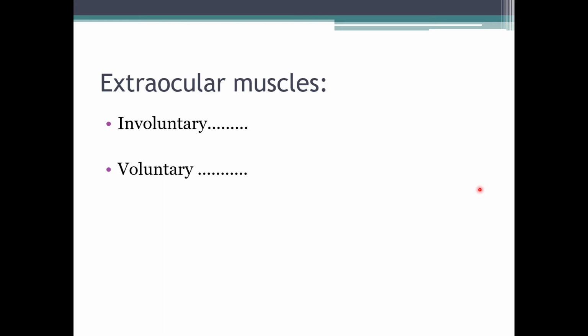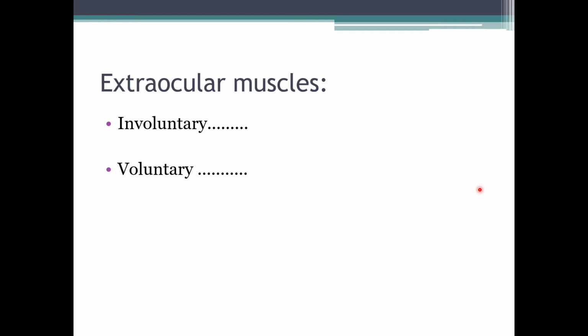Okay. Now coming towards the extraocular muscles. There are two sets of muscles, the voluntary and the involuntary. The involuntary are three: the superior tarsal muscle, the inferior tarsal muscle, and the orbitalis muscle. The orbitalis we already discussed. The superior tarsal muscle is attached to the superior tarsal plate of the upper eyelid, and its function is to elevate the eyelid. And the inferior tarsal muscle is attached to the inferior tarsal plate, and its function is to depress the lower eyelid.